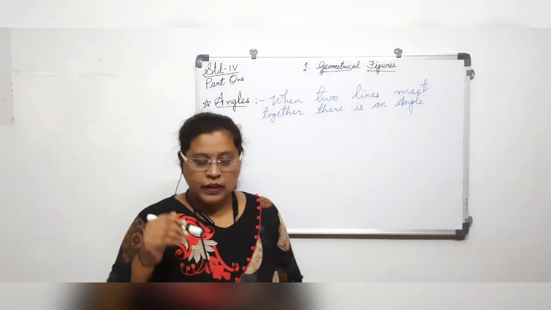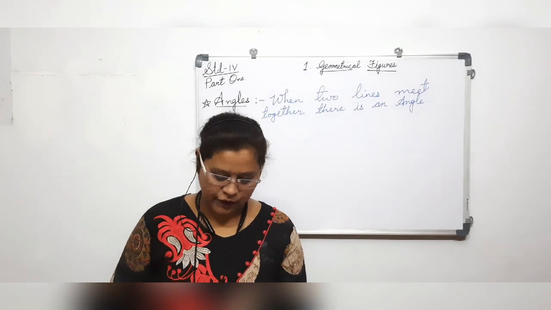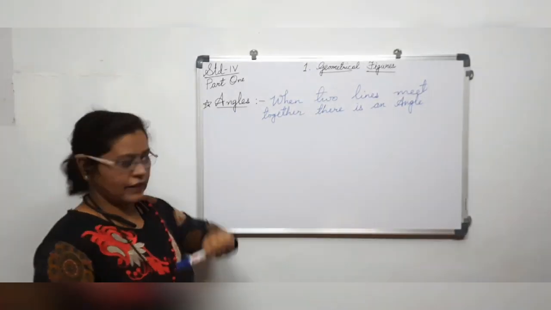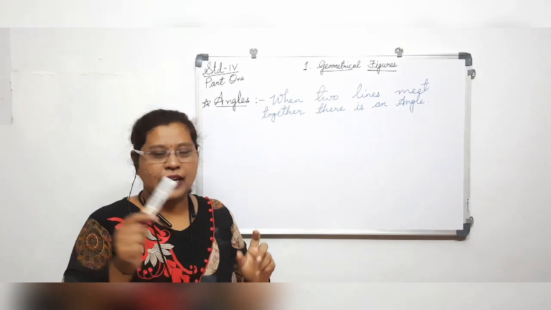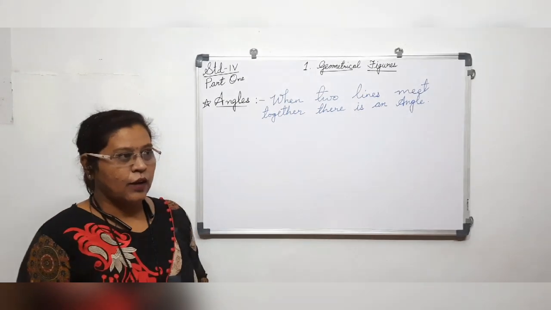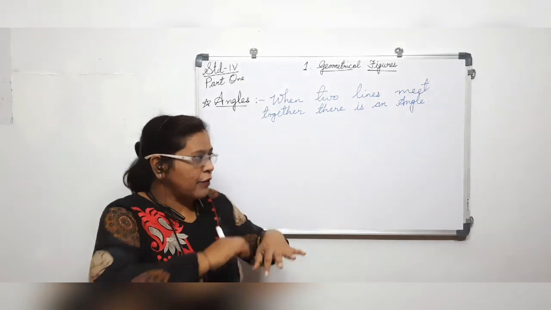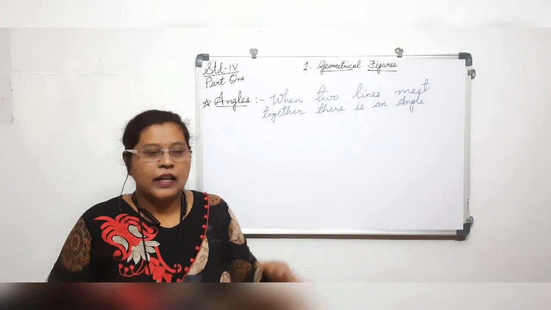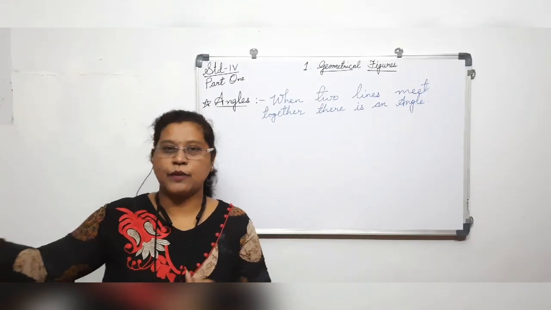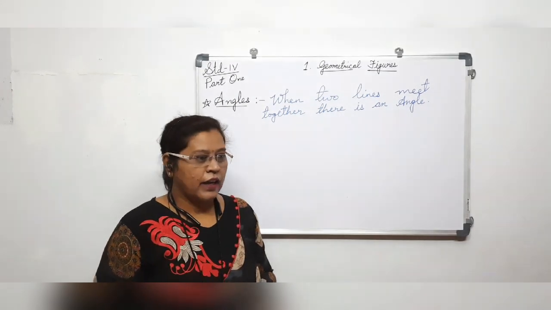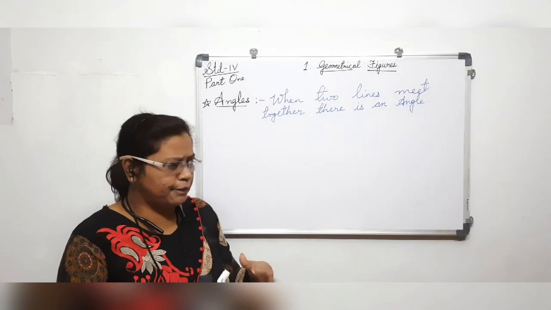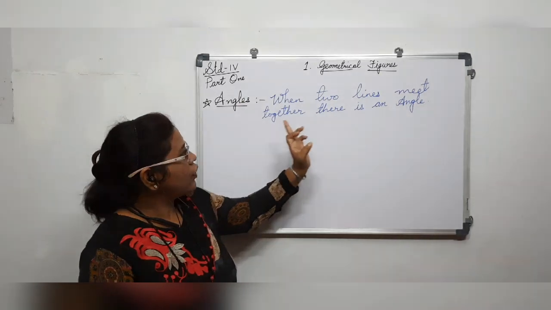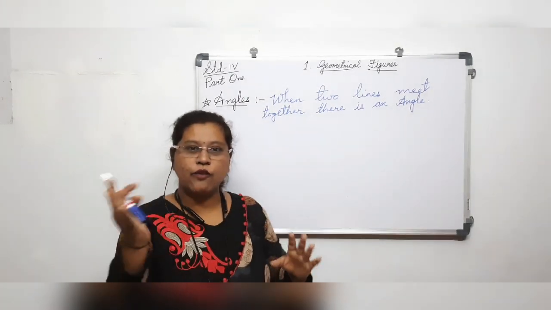So now in this chapter, the first topic which you are going to learn is angles. First, try to understand what angles are. Before telling you what an angle is, just have a look around the room where you are sitting. There are walls, there must be window panes, and you must be holding a textbook in your hand. So angles means, when two lines meet together, it forms an angle.